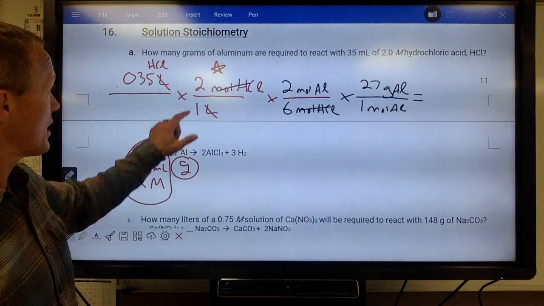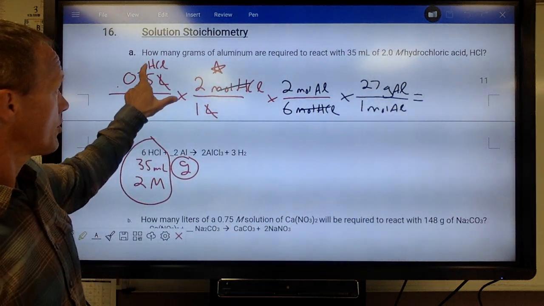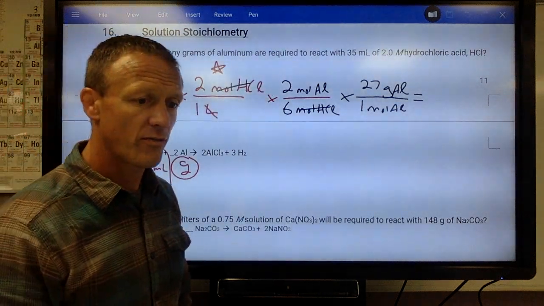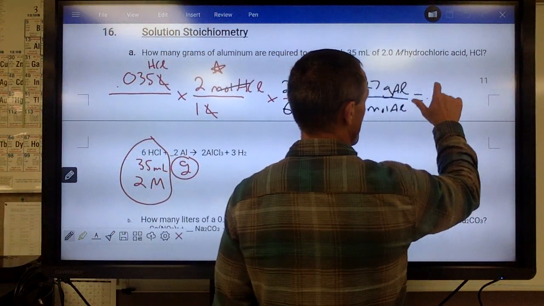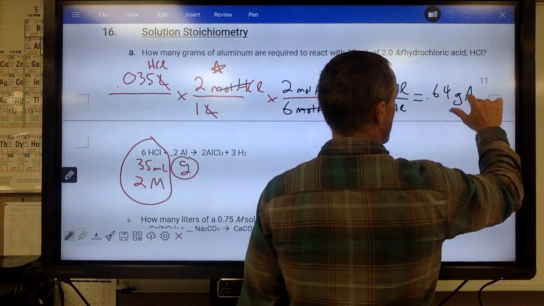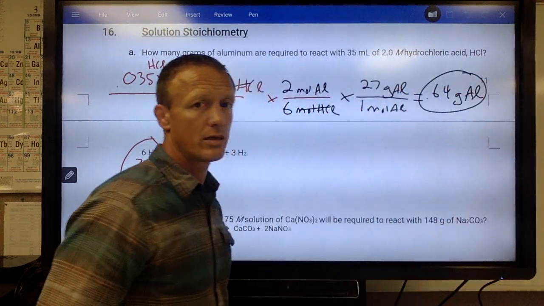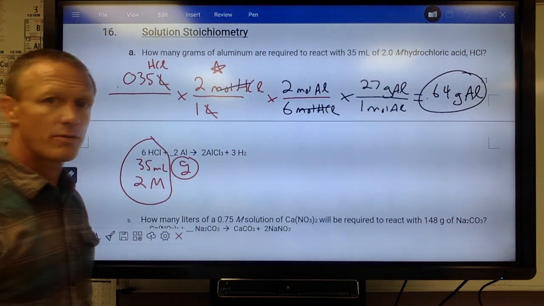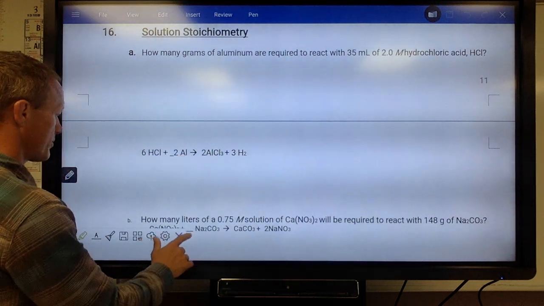So if you're given molarity and a volume, you can multiply those to get moles, do your mole ratio to get from one thing to the other, and go from there. It's about 0.64 grams of aluminum. All right, I'm going to erase that. Next question.